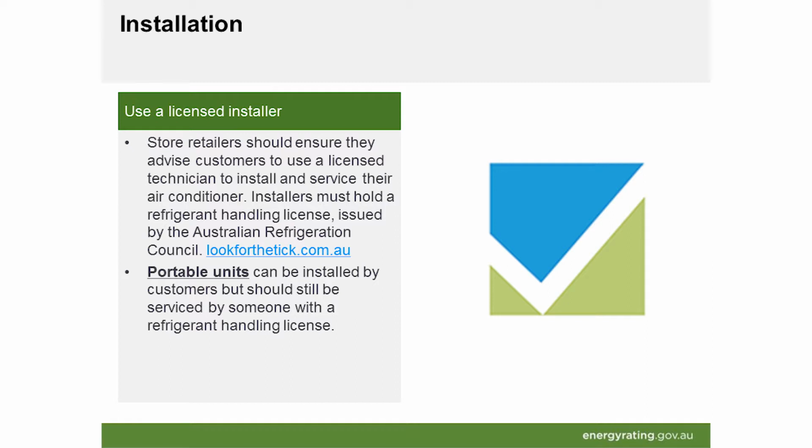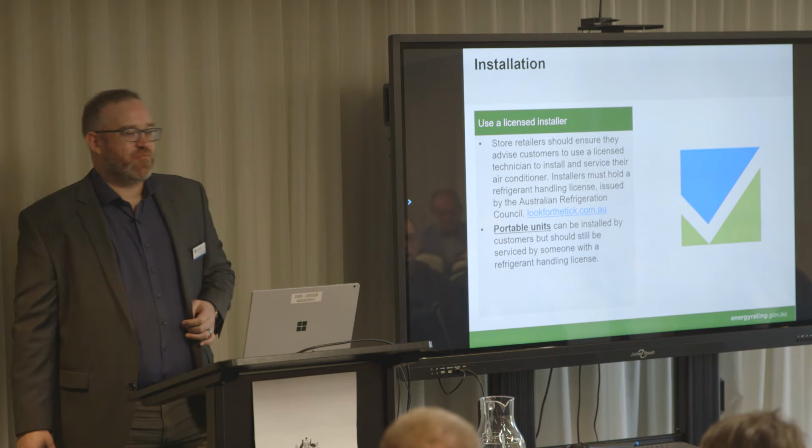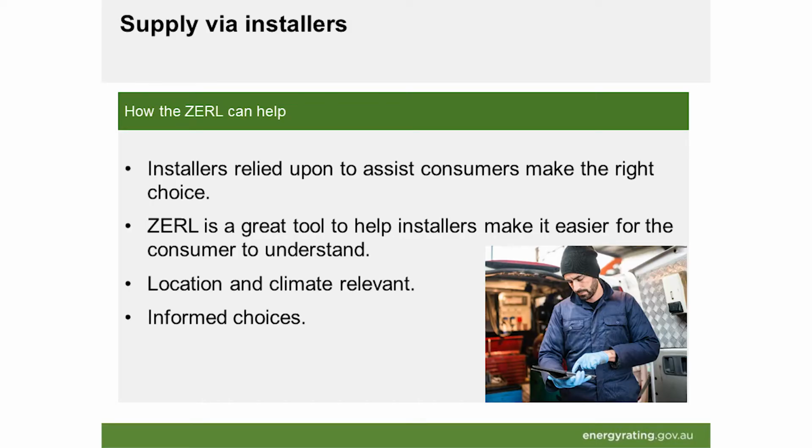So, installation: use a licensed installer. In fact, you have to, it's the law. So retailers should ensure that they advise customers to use a licensed technician to install and service their air conditioner. And installers must hold a refrigerant handling license, which is issued by the Australian Refrigeration Council. There's information about this program on the Look for the Tick website. Note, portable air conditioner units can be installed by customers, but they should be serviced by someone who holds a refrigerant handling license. In the ozone protection and synthetic greenhouse gas program presentation, they'll talk more about licenses and why people need specific things going forward.